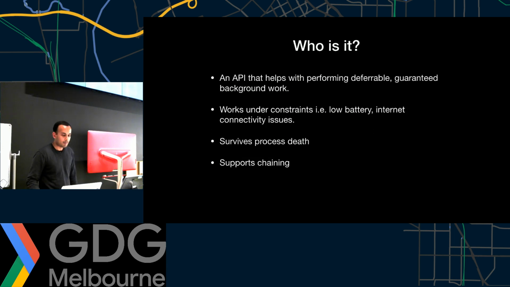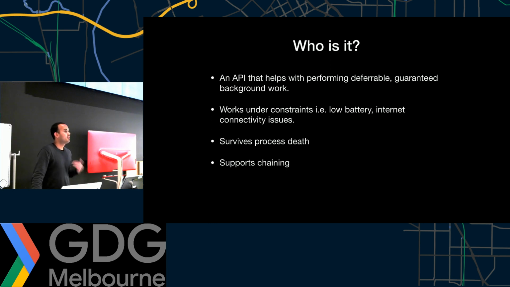Yeah. So who is it? Well, it's an API that lets you do background stuff, specify constraints, and it's deferrable but guaranteed. So if you have some work that needs to be done, but it doesn't need to be done in your app's process, you can use WorkManager. So for example, some things like, I guess, analytics, you can actually bundle them into WorkManager tasks, and because they're usually not best effort, you need to send analytics, so you can actually make your app better, I'm assuming.